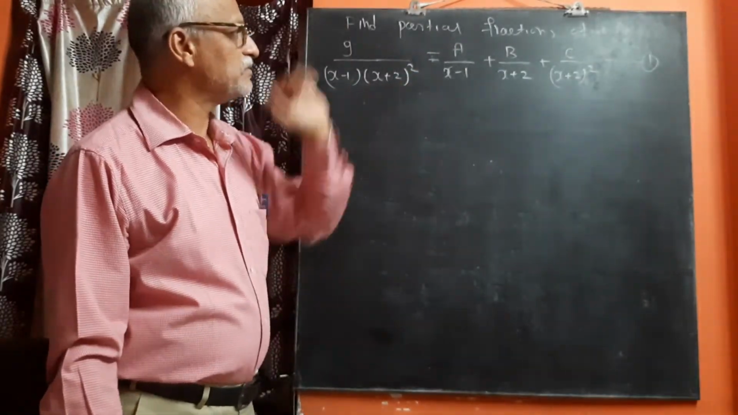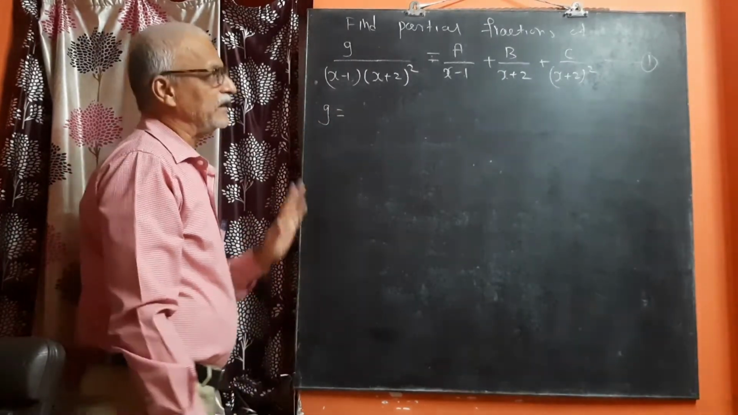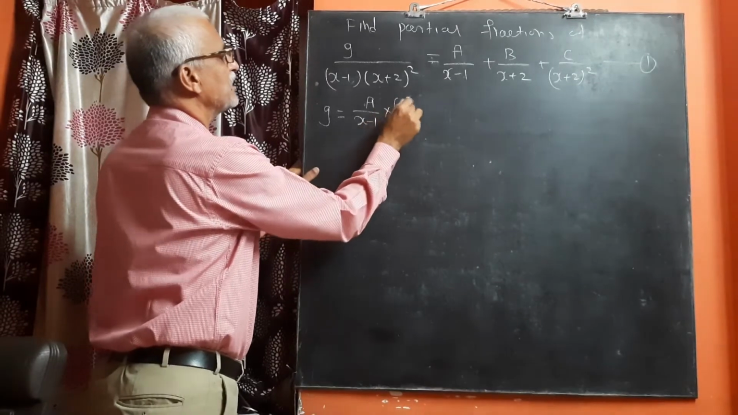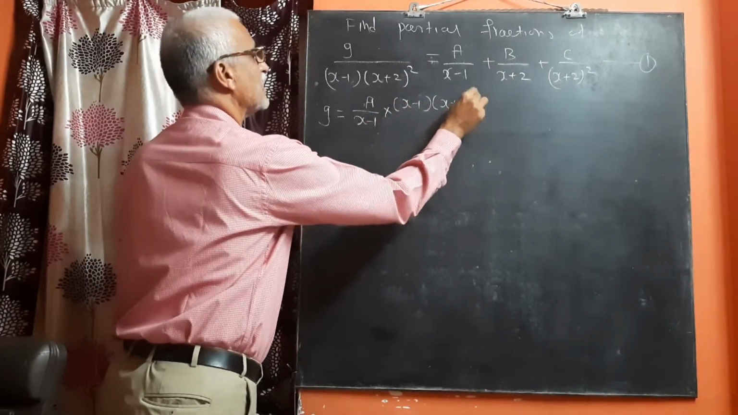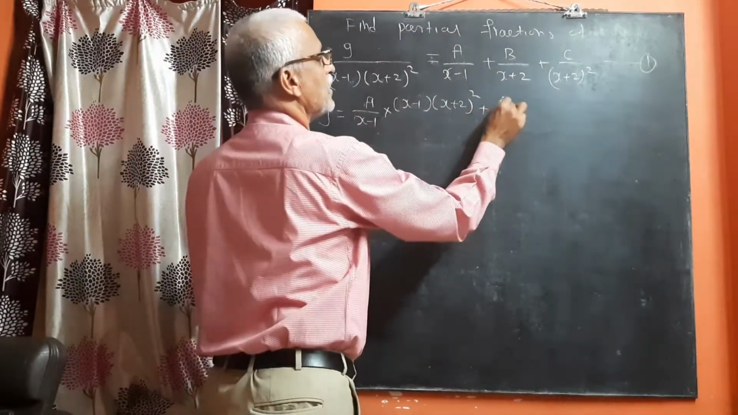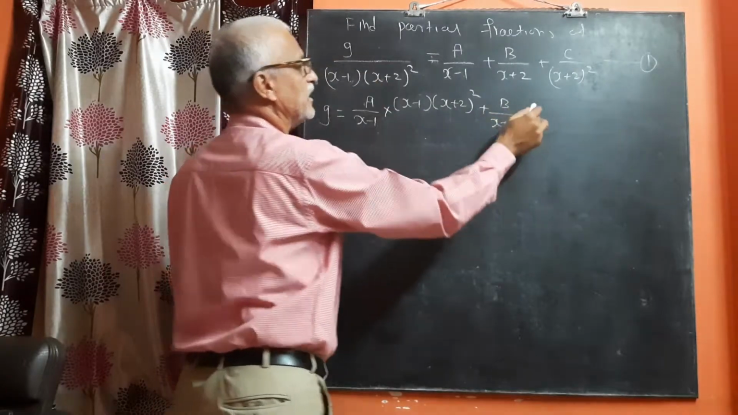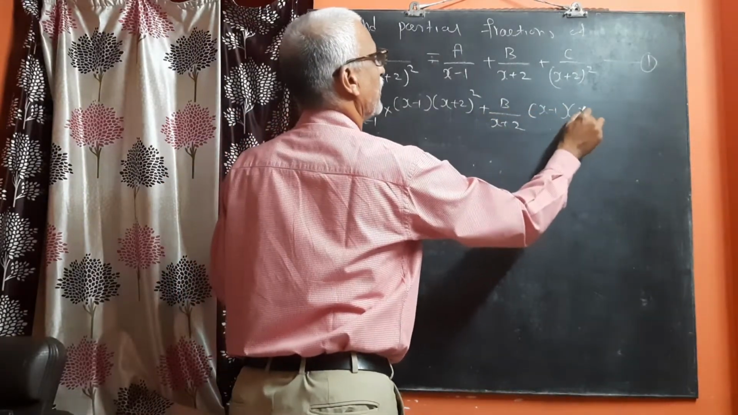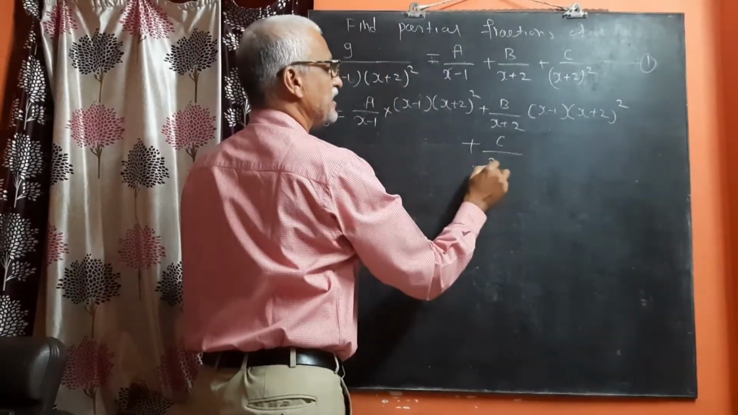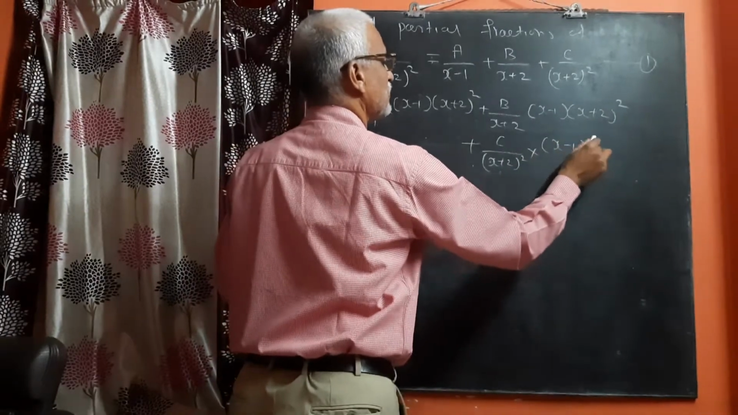Now the cross multiplication. We get 9 equals a upon x minus 1 into x minus 1 into x plus 2 the whole square, plus b upon x plus 2 into x minus 1 into x plus 2 the square, plus the third term c upon x plus 2 the square into x minus 1 into x plus 2 the whole square.